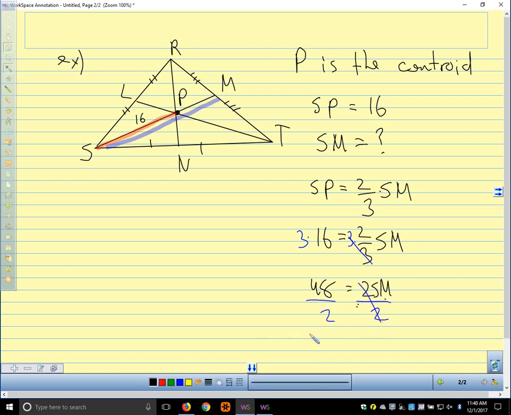And I get that SM is 24. What's 1/3 of 24? What is it? 8. So that this distance would be 8. Is 8 plus 16 24? Yeah. So 1/3 of the distance, 8, 2/3, 16. The whole distance, 24.